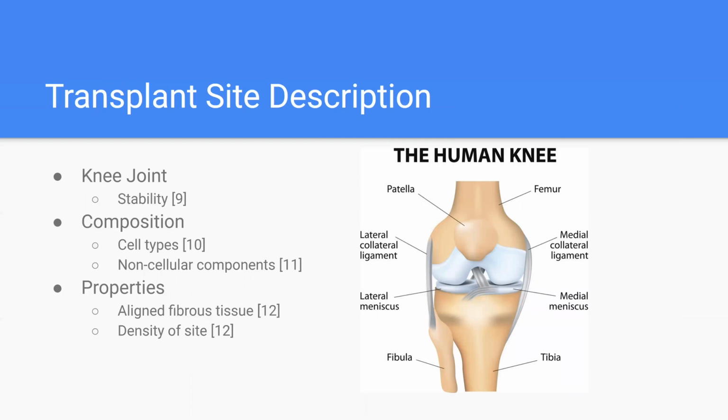When looking at our transplant site, obviously the ACL is associated with the knee joint, so we want to ensure that it's inserted in a way that provides maximum stability. In addition, we need to account for the fact that there will be multiple different cell types as well as non-cellular components that we need to take into account. And in terms of other properties, we also need to look at the lined fibrous tissue in the knee as well as the density of the site.